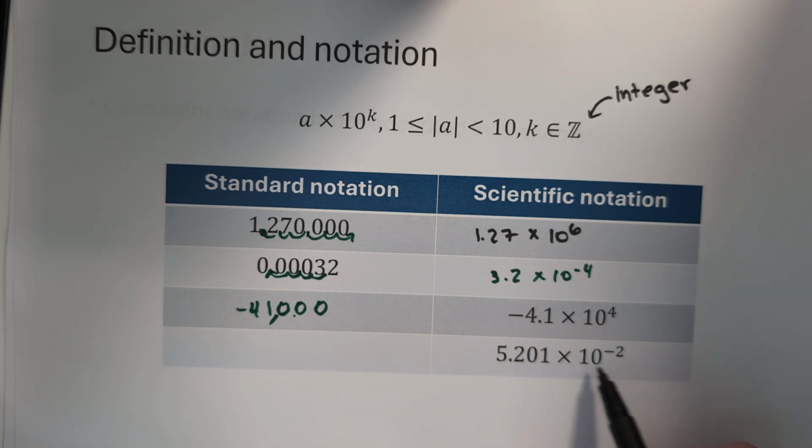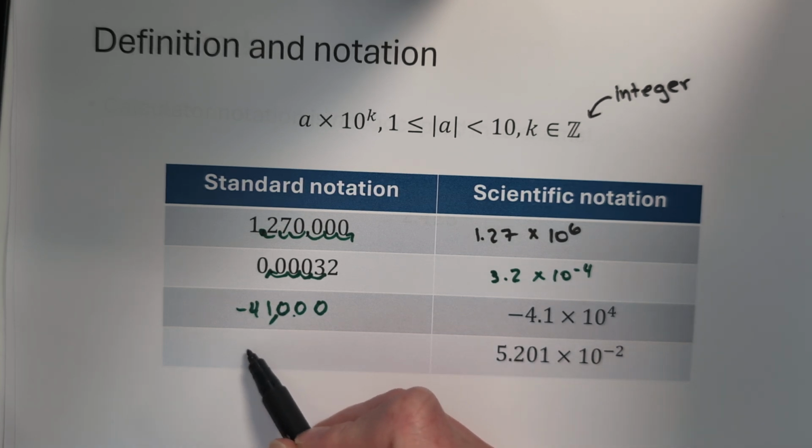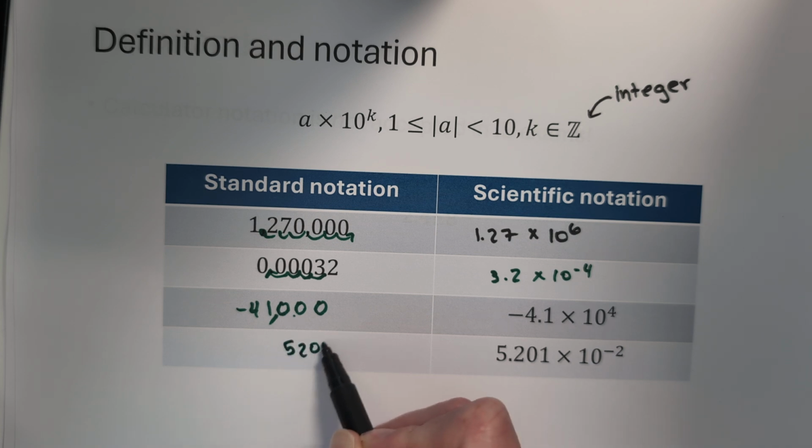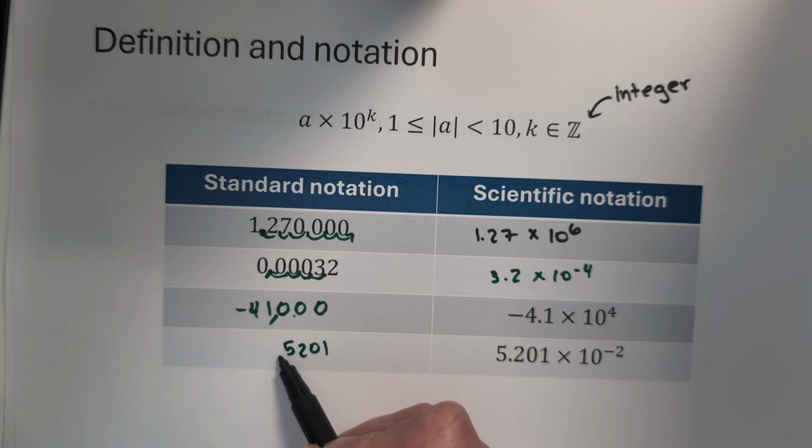And we can go in the other direction as well. So this says move it to the left, then 2 more spaces. We want to go back the other way. So 1, 2, and we may need a placeholder. So 5, 2, 0, 1, and I need to move it. There's times 10 to the negative 1, times 10 to the negative 2. So I do need a placeholder and a 0 here.